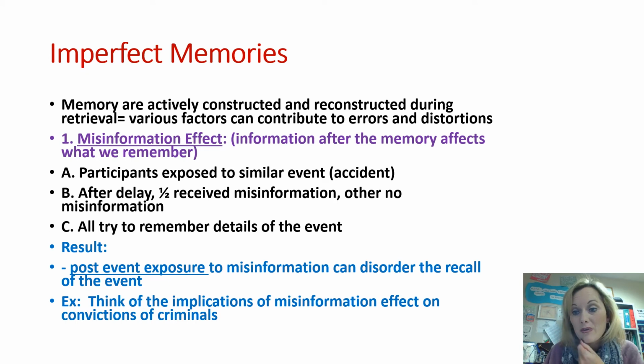Okay, imperfect memories. How do we get those? Well, there are a few reasons for that. Memory is actively constructed and reconstructed during retrieval. So even when we remember something, we kind of manipulate it. It can be for good reasons, but also for bad reasons. When we recall something, there can be errors and distortions. The misinformation effect is the effect that information after the memory affects what we remember. They did a study where participants were exposed to a similar event like an accident, and then after a delay, half of them received misinformation while the other half didn't, and then all tried to remember the event. What they found was post-event exposure to the misinformation distorted the recall of the actual event. People really thought something happened and it really didn't.